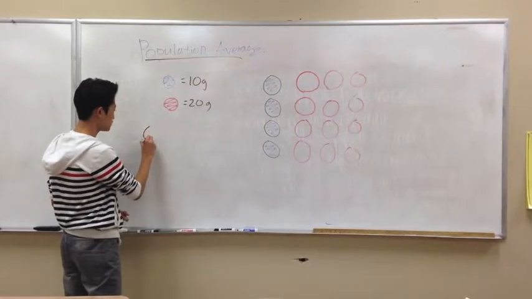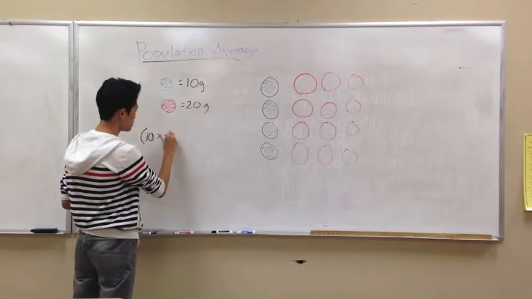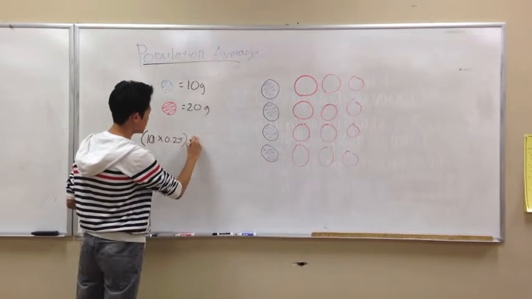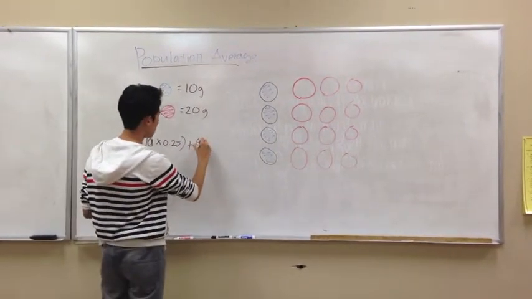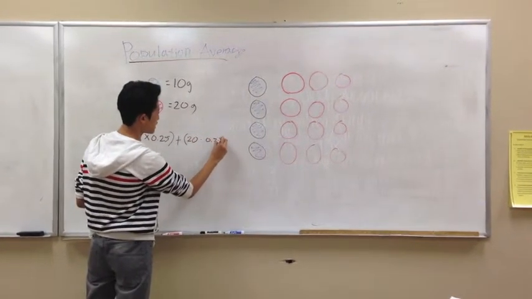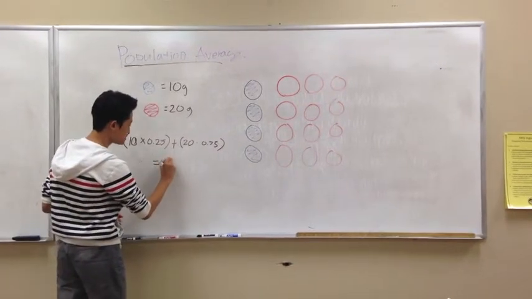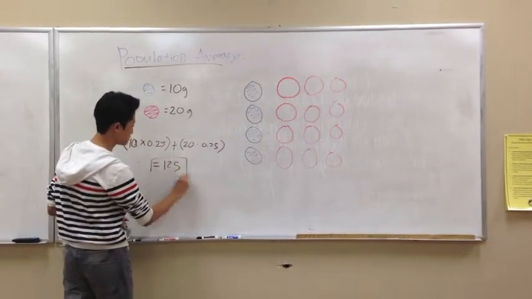So you do 10 times the fraction, which is 0.25, and you add that with 20 times 0.75, as seen from the picture. And this gives us 17.5.